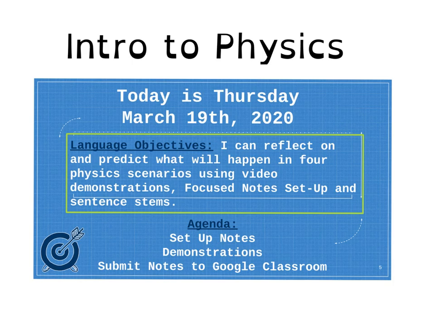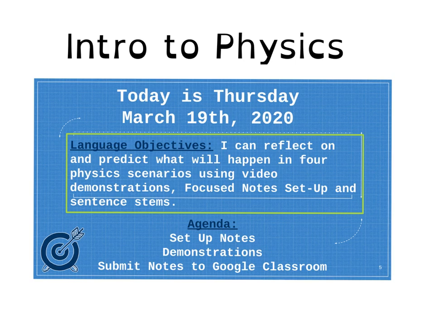Okay, so today we are actually going to start our new physics unit. Yesterday you got started with the bell ringers. Today we're going to get into introducing and starting this unit. So our language objective is: I can reflect on and predict what will happen in 4 physics scenarios using video demonstrations, focus notes setup, and sentence stems.